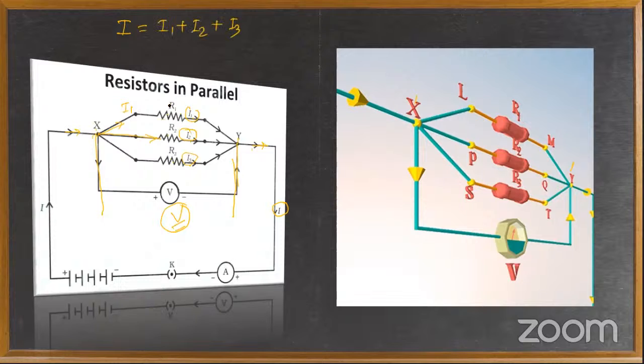I is equal to I1 plus I2 plus I3. The current is the sum of these three currents, and the total current I is constant. Okay. Our Ohm's law.